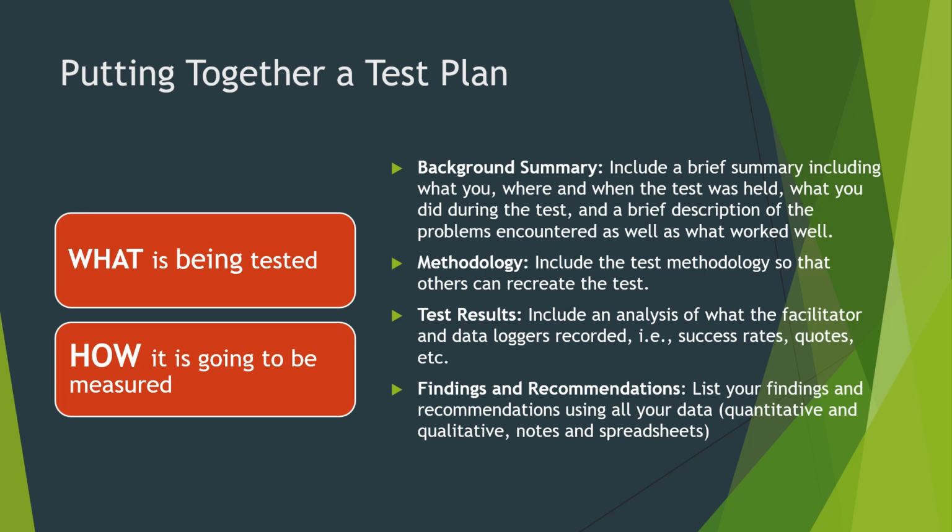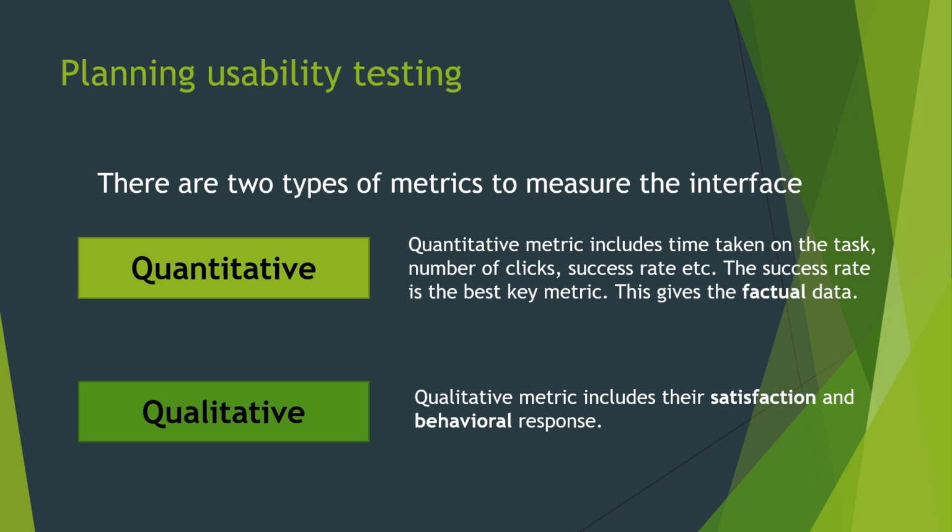When we talk about how we want to measure, let's talk about what we're going to be measuring. There are two types of metrics to measure the interface: qualitative and quantitative. Quantitative metrics include the time taken on the task, maybe the number of clicks, the success rate, things like that. The success rate is like the best key metric, and this gives us factual data.